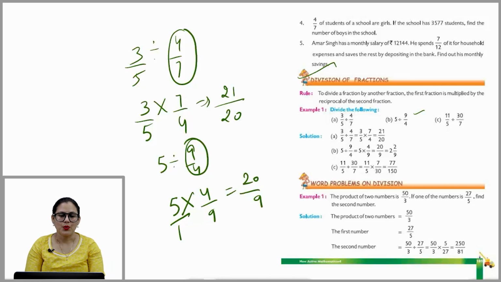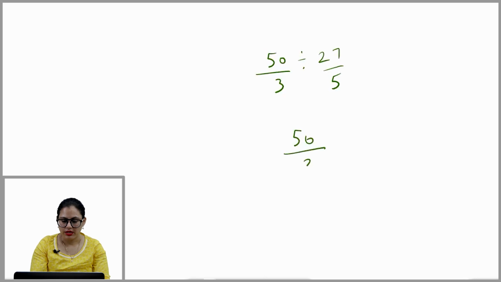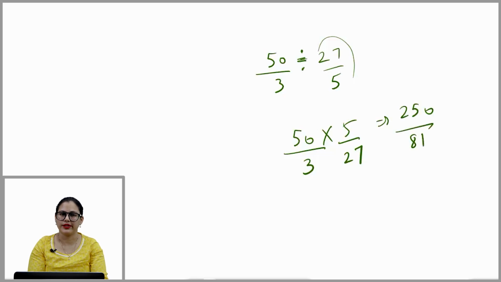Now word problems on division. Example 1: the product of two numbers is 50 by 3. If one of the numbers is 27 by 5, find the second number. We know the product of two numbers is 50 by 3, and the first number is 27 by 5. So how are we going to find the second number? We divide the product by the first number, 27 by 5. So 50 by 3, and whenever we divide fractions, what do we do? We take the reciprocal of the second number, 5 by 27, then multiply. So we'll get 250 by 81, right?